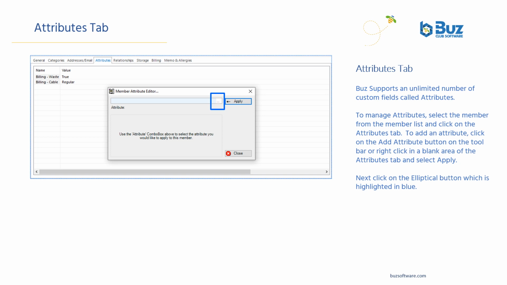Buzz supports an unlimited number of custom fields called attributes. To manage attributes, select the member from the member list and click on the Attributes tab. To add an attribute, click on the Add Attribute button on the toolbar or right-click in a blank area of the Attributes tab and select Apply. Next, click on the elliptical button, which is highlighted in blue.